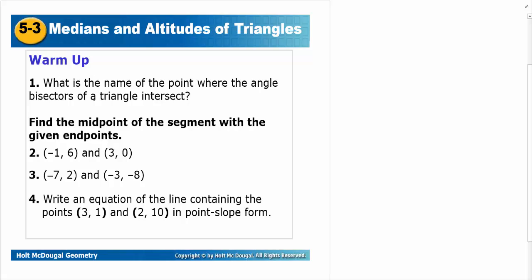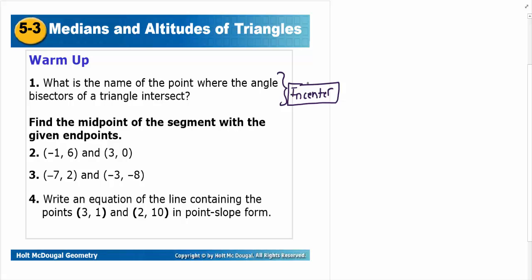Number one, what's the name of the point where the angle bisectors of a triangle intersect? That's, again, just dealing with some vocab. We did our constructions of this, and if you remember correctly, this should be the incenter. Again, just vocabulary, that's all it is. Okay, number one, just incenter.